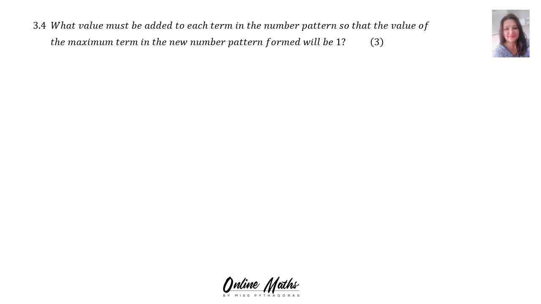On number 3.4, what value must be added to each term in the number pattern so that the value of the maximum term in the new number pattern formed will be 1? If you look at this question, this is that one question that is supposed to be the unseen question that you have never seen before. So I will try and explain to you. The question says what value must be added. So we are looking for something to add to each term in the pattern so that the value will be the maximum term in the new pattern.